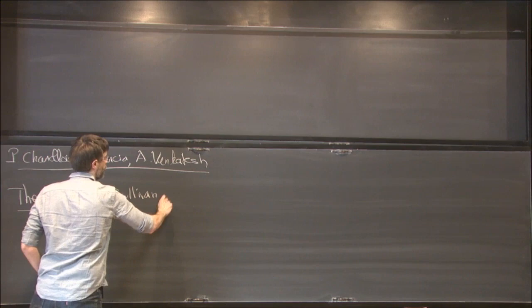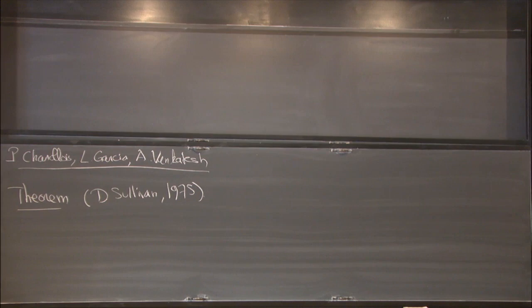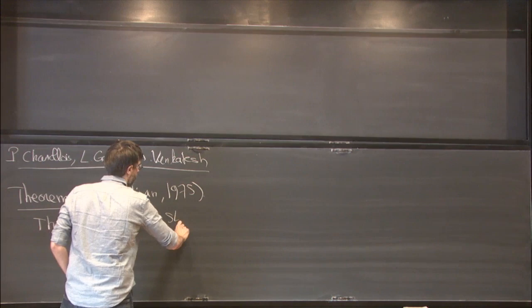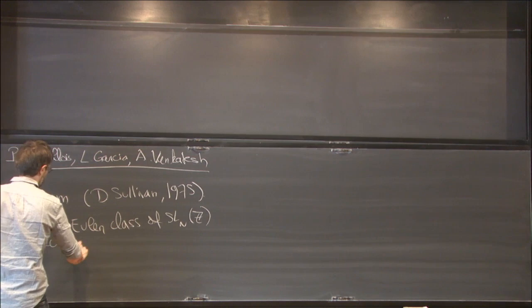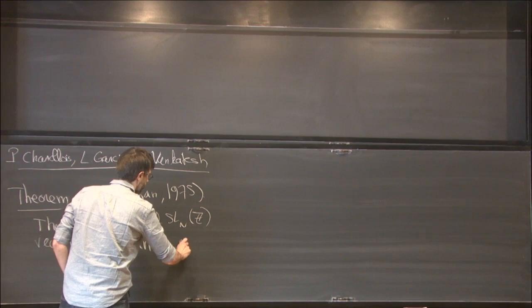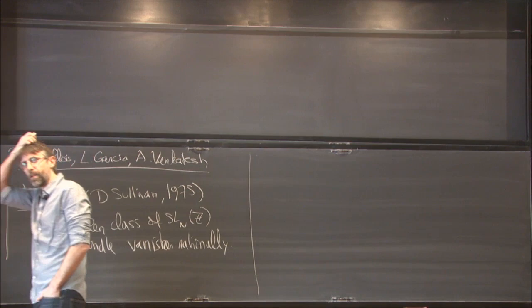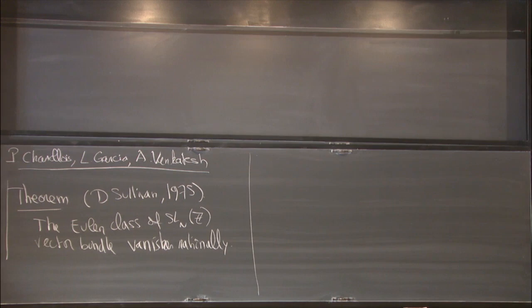due to Sullivan. It's as old as me, so it has gray hair. The theorem says that the Euler class of an SLnZ vector bundle vanishes rationally. I will explain what it means and why I think it's interesting. One feature of the proof is that it's half a page long, so I was happy because I thought I could understand this.